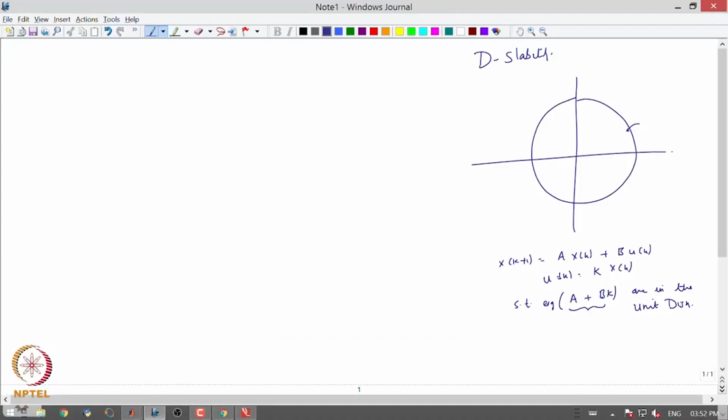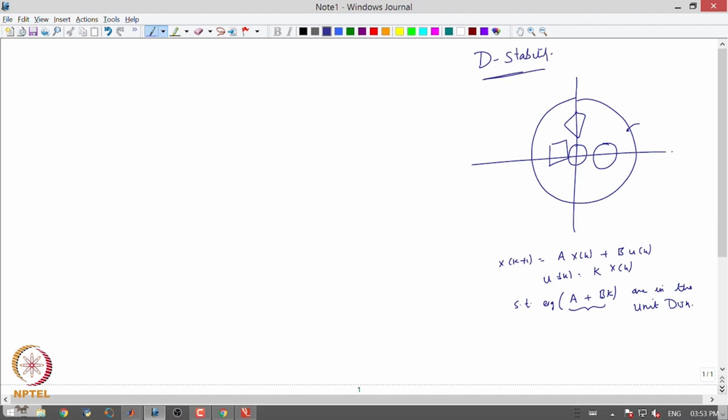So let us say I want my poles to lie within this region here, or maybe some region like this, or maybe like this. There are several possibilities, or say I just want my poles to lie within a circle of radius 0.1 instead of 1, right. So these problems are called D-stability regions.